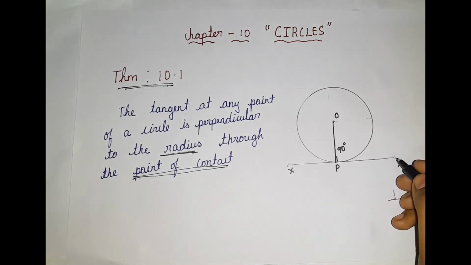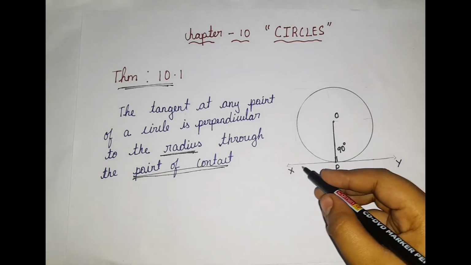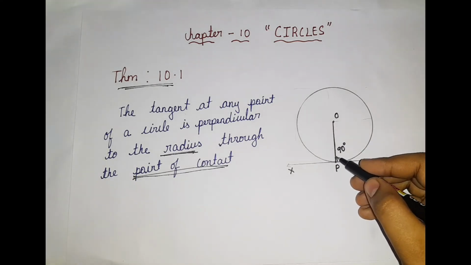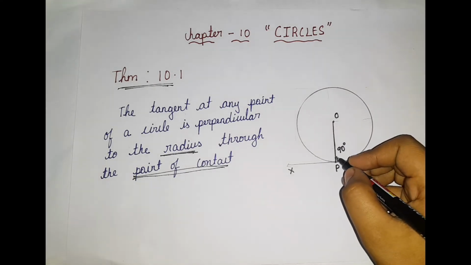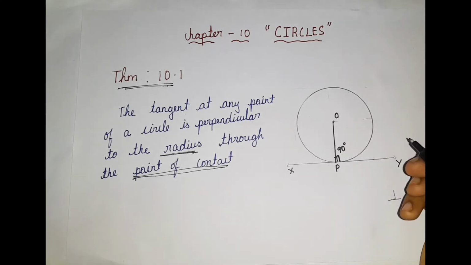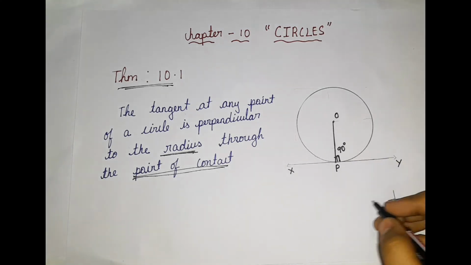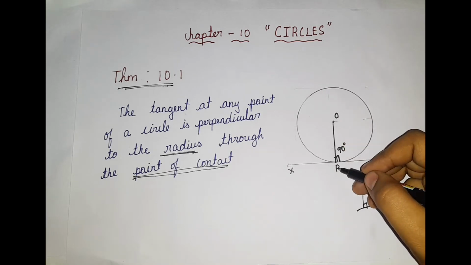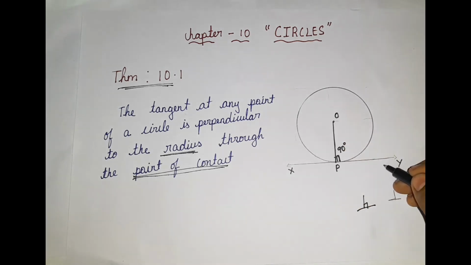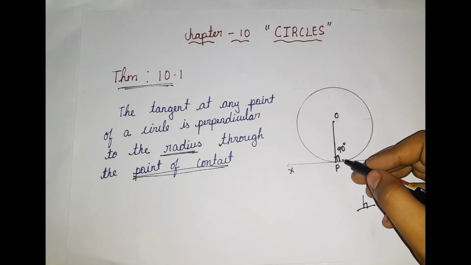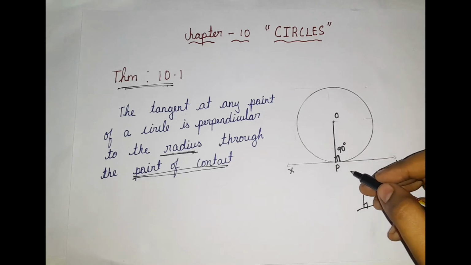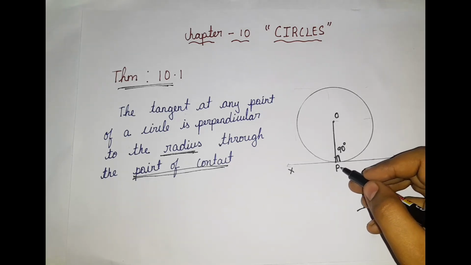Again let me explain it. There is a tangent to a circle, which is perpendicular to the radius. That's why we denoted it with this symbol. I guess it's not visible, so it is denoted like this. So what is the radius? Radius OP. The tangent of a circle is perpendicular to the radius through the point of contact. So P is the point of contact, and by this point of contact only it is perpendicular.